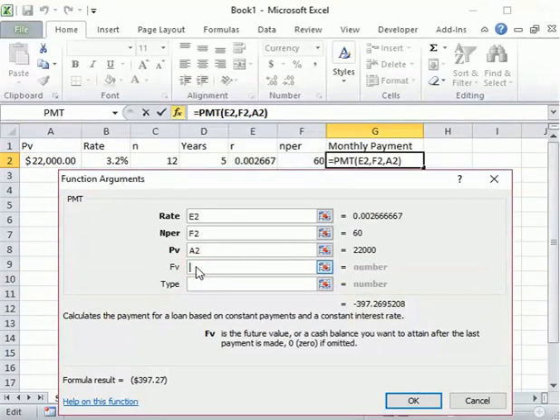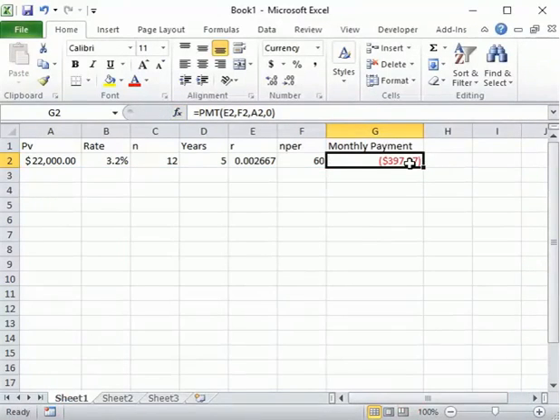FV, that's future value. Since I'm aiming to pay off this loan, get it down to 0 at some point, that's what my future value should be: 0. And then we don't need to fill in anything for the type. Hit OK, and it calculates our monthly payment. For this car loan, $22,000 at a rate of 3.2% over 5 years, we have a monthly payment of $397.27.